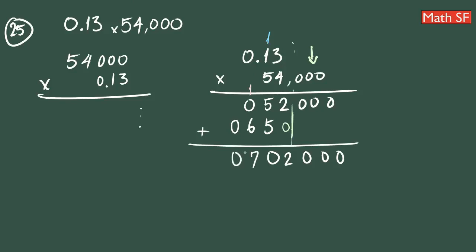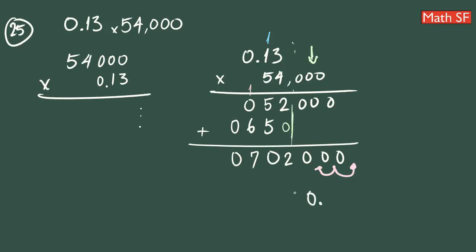Now we have to count how many decimals we have in total. In total we have 2 decimal places here, and 54,000 has 0 decimal places. So in total we have 2 decimal places. That means we need to move this decimal place here 2 spaces, 1, 2. So if you do that, you're going to end up with the point here.